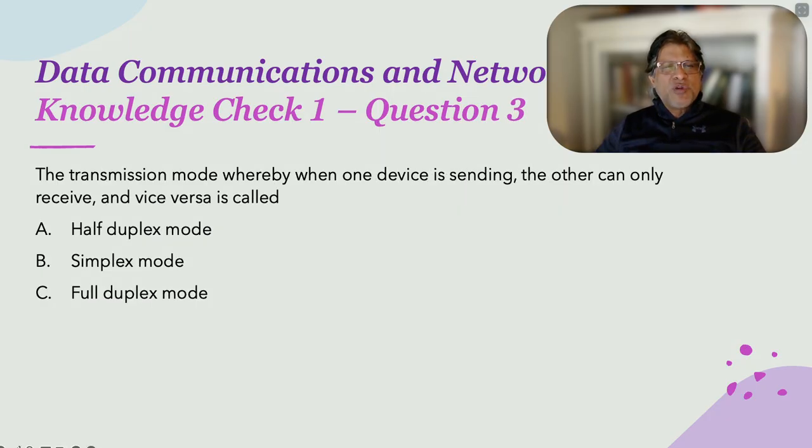The transmission mode whereby one device is sending and the other one can only receive, and vice versa. What would that be classified as? Is it half duplex? Is it simplex mode? Or is it full duplex? And the answer is half duplex, where one device is sending, the other one can only receive, and vice versa. The other person can send data and the first person can receive data.